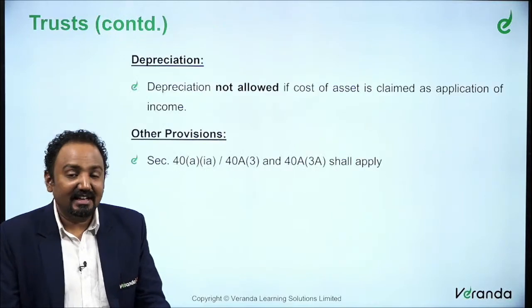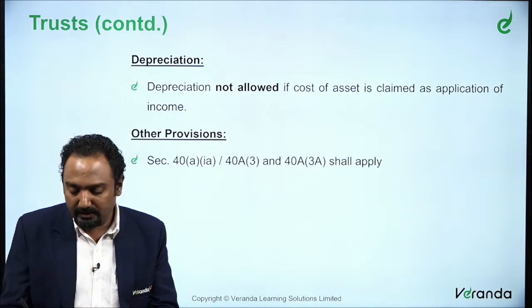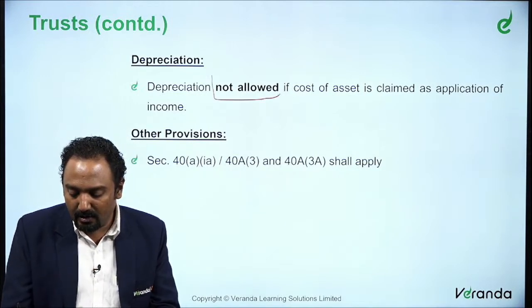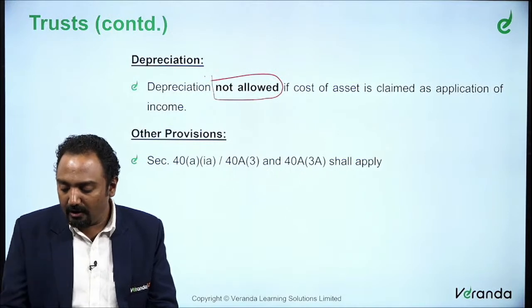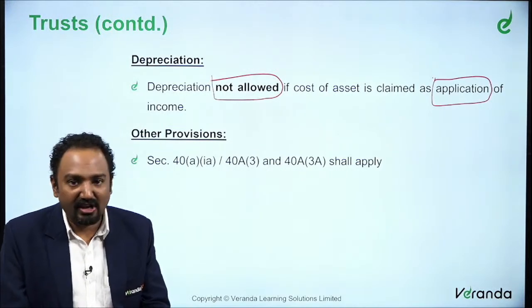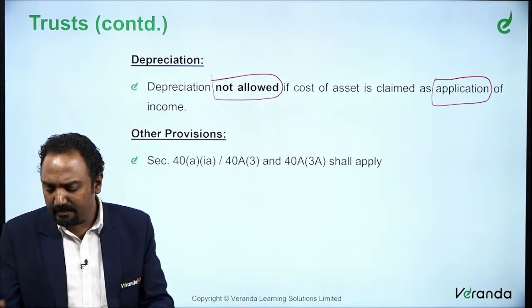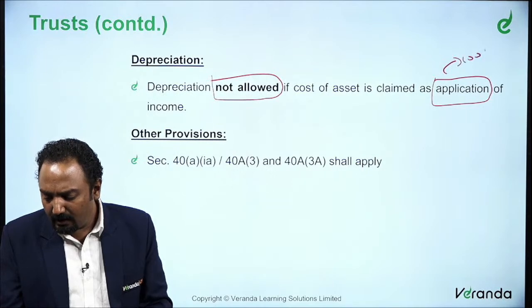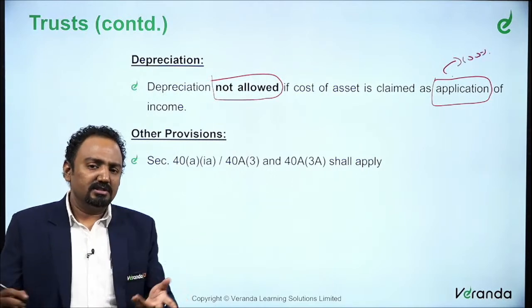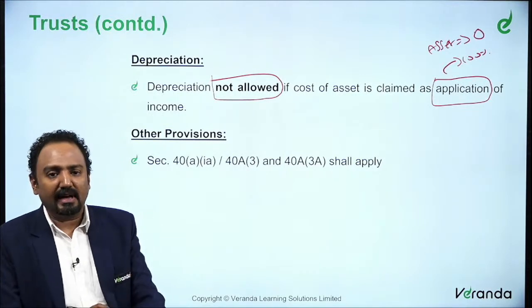In case of assets, if the entire cost of the asset is considered as an application of income, then no depreciation. So depreciation shall not be allowed if the cost is already treated as application. Very simple logic, since you have already claimed 100%. When you say application, you would have claimed 100%. Then since you already have 100%, your value of the asset is technically 0, right? So you need not calculate depreciation.